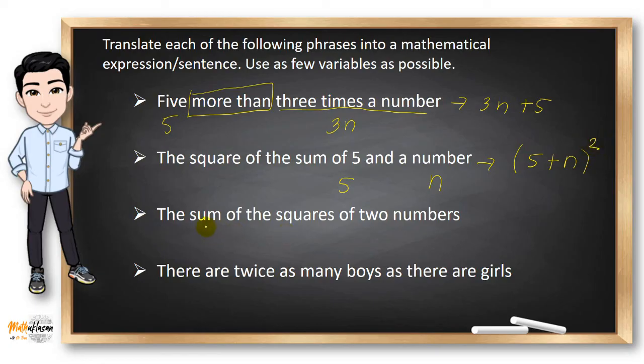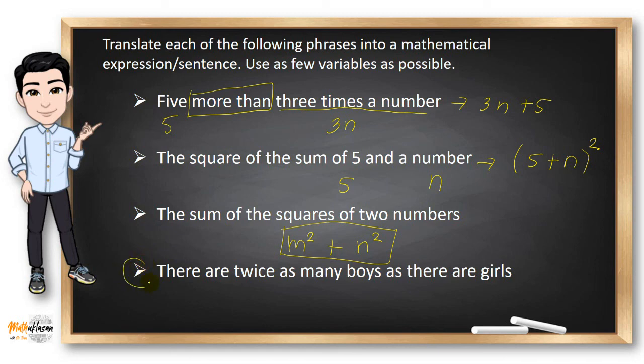Now this one is different because we need to get the sum of the squares of two numbers. So meaning if the first number is m, you need to square it first. And if the second number is n, square it also. Then get the sum of this.